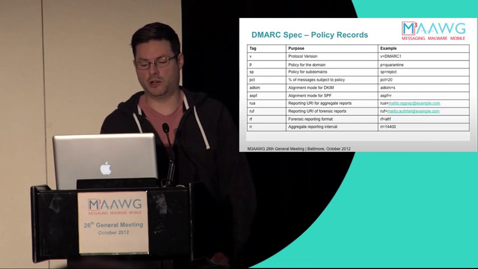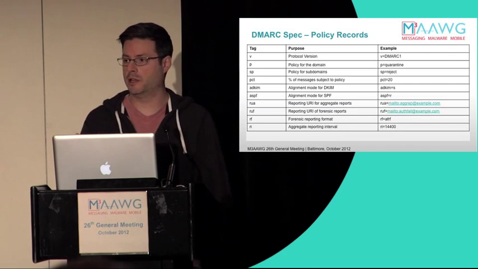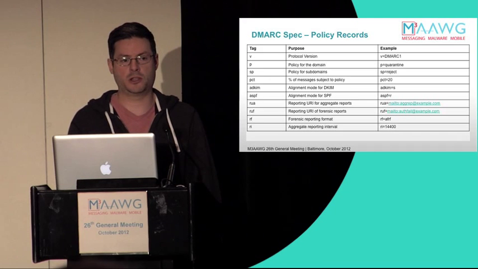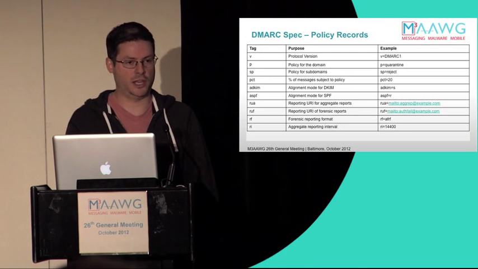The next two fields, RUA and RUF, control where the reports that DMARC compliant receivers can generate can go.